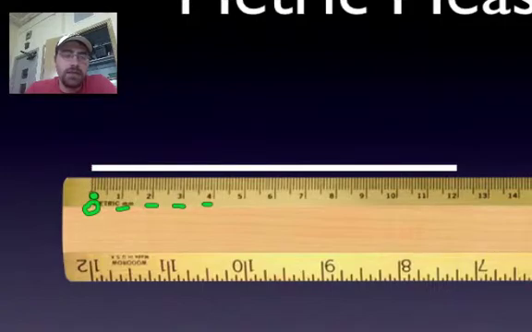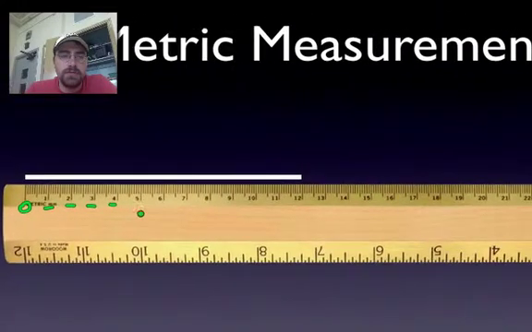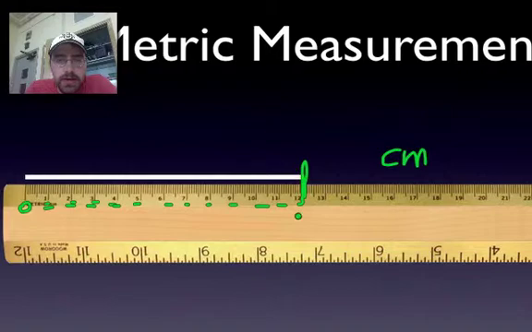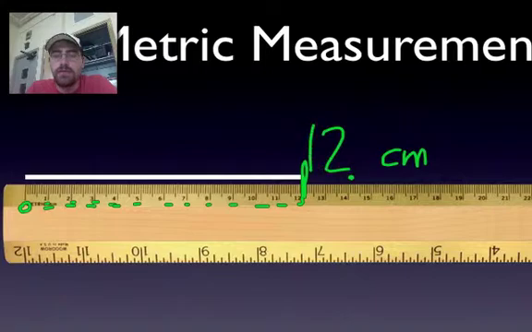Once you've done that, you go down to see which long line it measures to, because now we're measuring to the closest centimeter. So you can see we have 1 centimeter, 2, 3, 4, 5, 6, 7, 8, 9, 10, 11, and 12. You can see that this line right here lines up with the 12 centimeter mark. So we can say that this line is 12 centimeters.